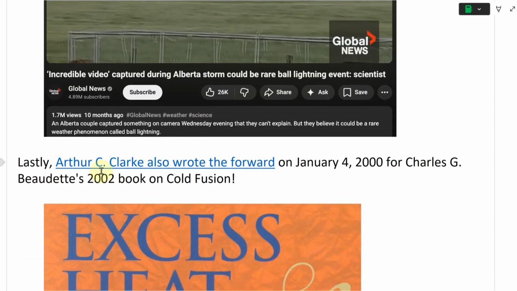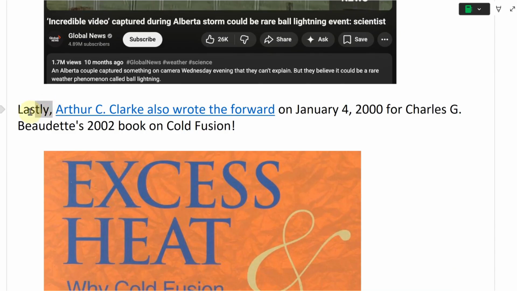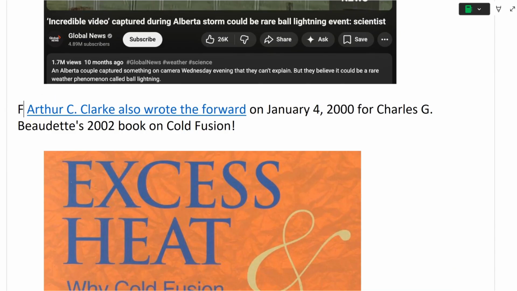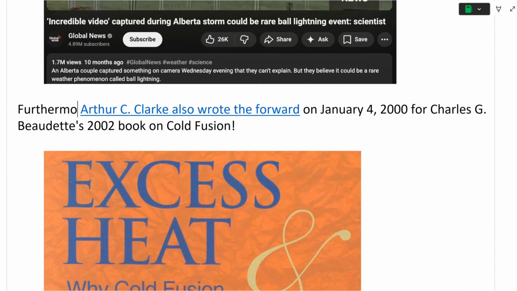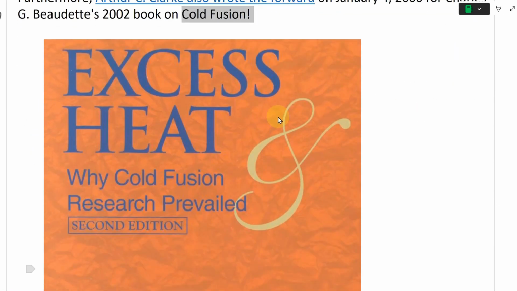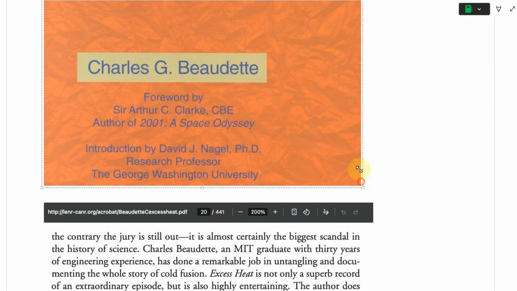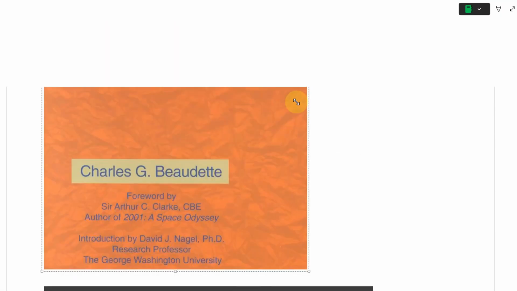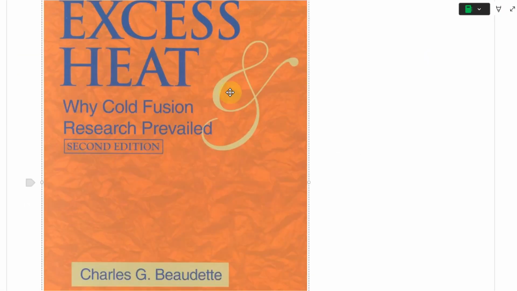So lastly, Arthur C. Clarke. Actually, not lastly. Furthermore, because I have more on it. Arthur C. Clarke also wrote the foreword, on January 4th, 2004, to Charles G. Beaudette's 2002 book on cold fusion, which mainstream science says is impossible, but again, it's obviously possible. So this book, Excess Heat: Why Cold Fusion Research Prevailed, by Charles G.